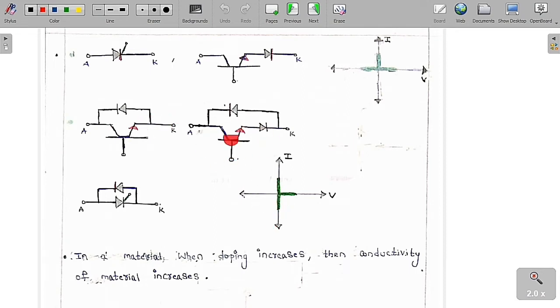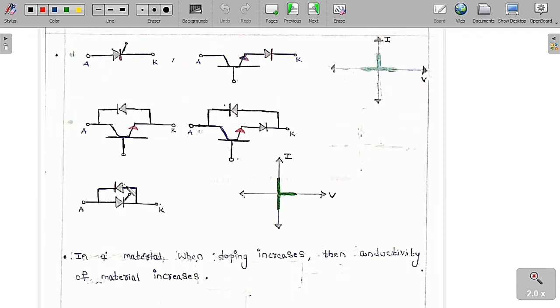Similarly, for this case also, I already told you, when A is positive and K is negative, whenever the base current is zero, it can block the forward voltage. Whenever the base current is not zero, it is conducting. So this is the case you are going to get. Now, if you give the negative voltage, this diode is going to conduct, because of that, reverse current is possible. So with a voltage drop of zero, we are going to get this format.